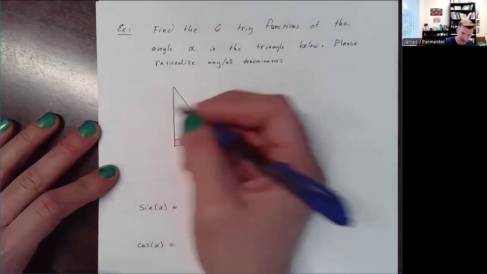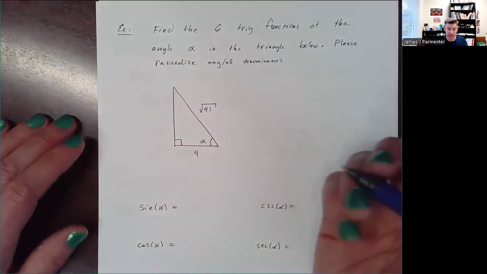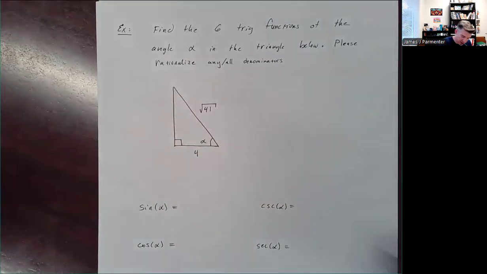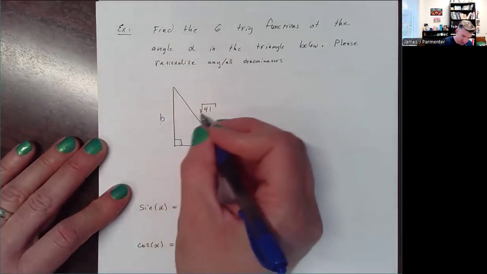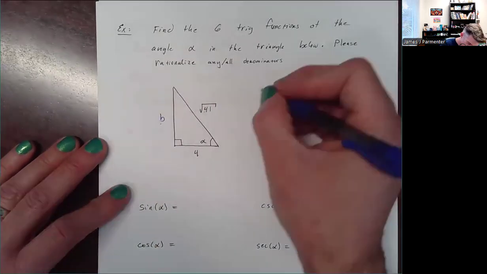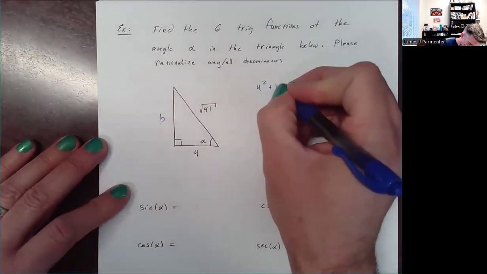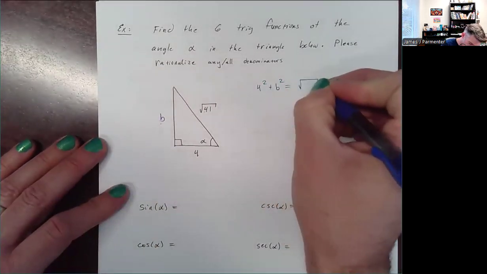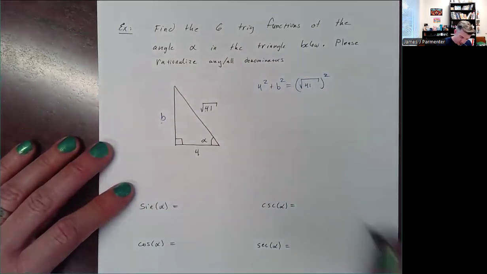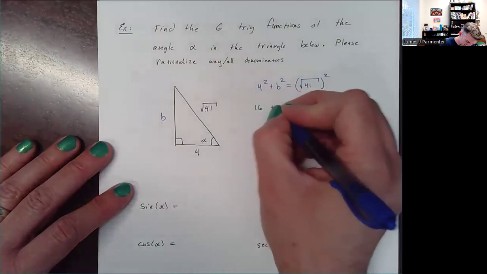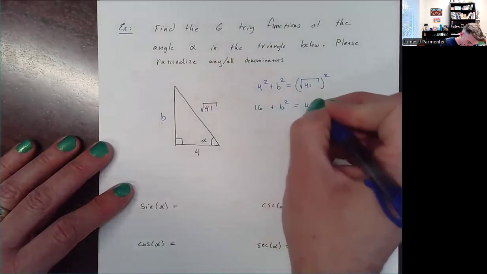So I'm going to call this side, I don't really care what you call it. You call it A, B, C, F, X, whatever. Let's call it B though. So we're going to say that 4 squared plus B squared equals the square root of 41 squared. So then 16 plus B squared equals 41.